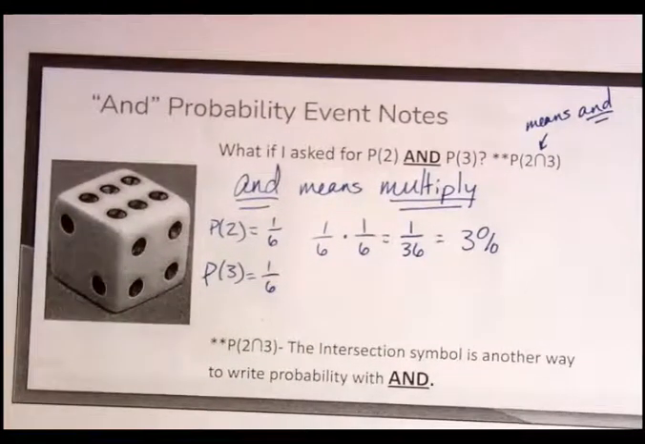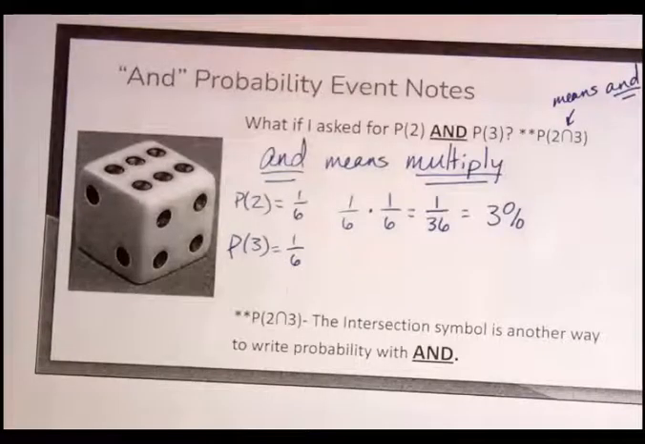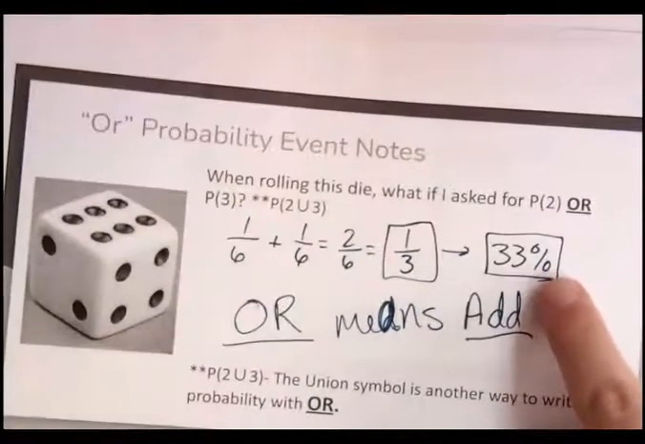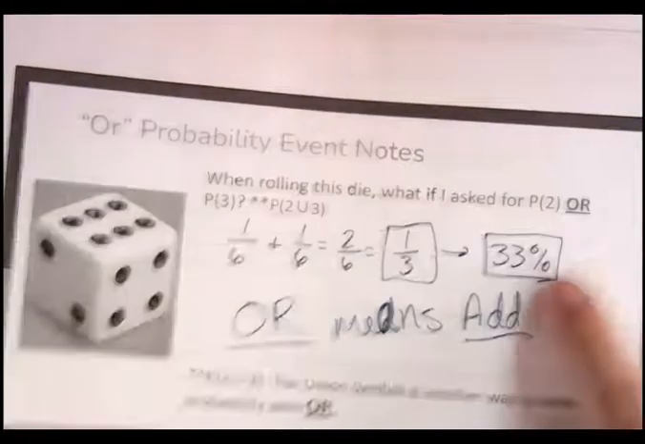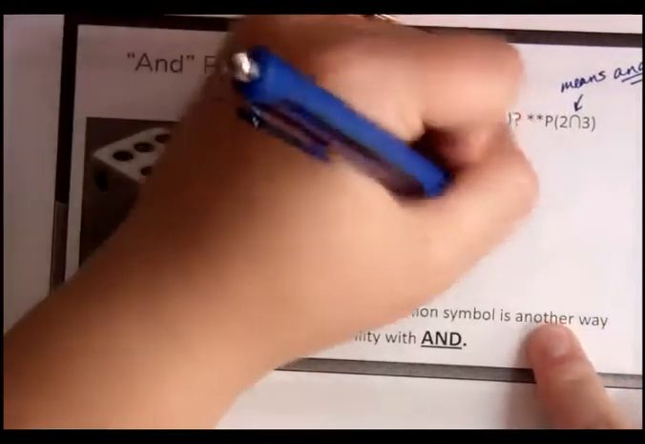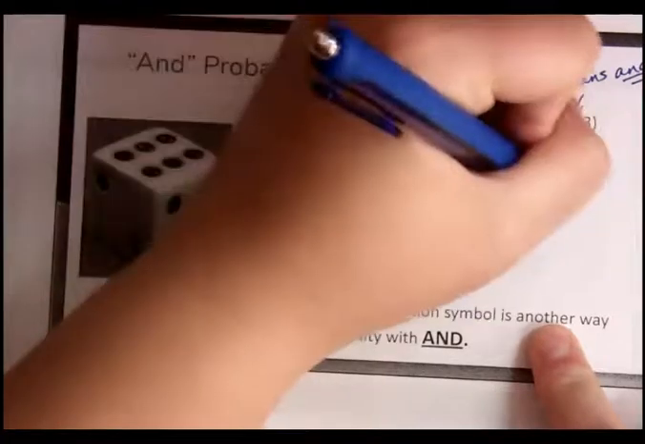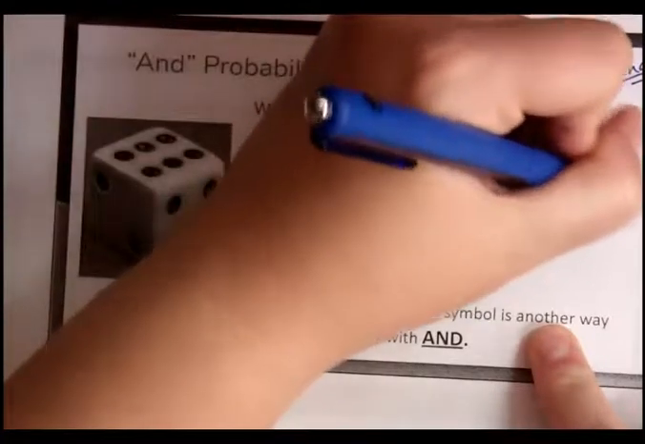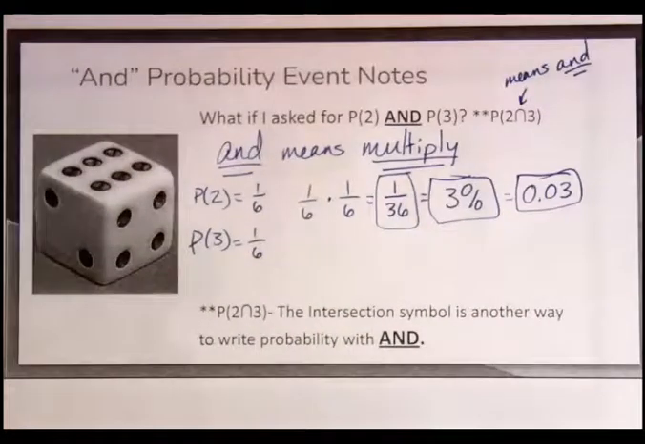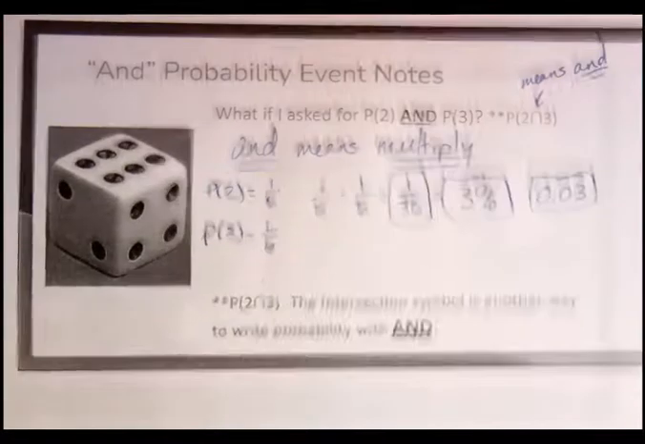chance. So I want you guys to notice the difference between these two. The or probability had a 33% chance. The and probability where you multiply is only a 3%, or a 0.03 probability. Okay, so these are going to look a little different than our or.